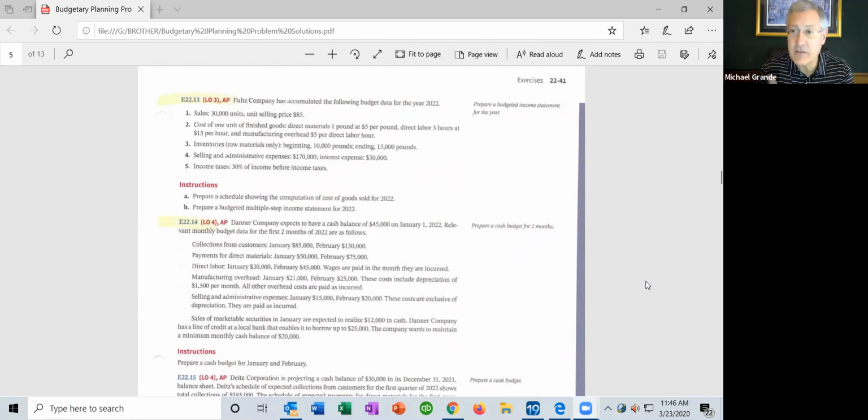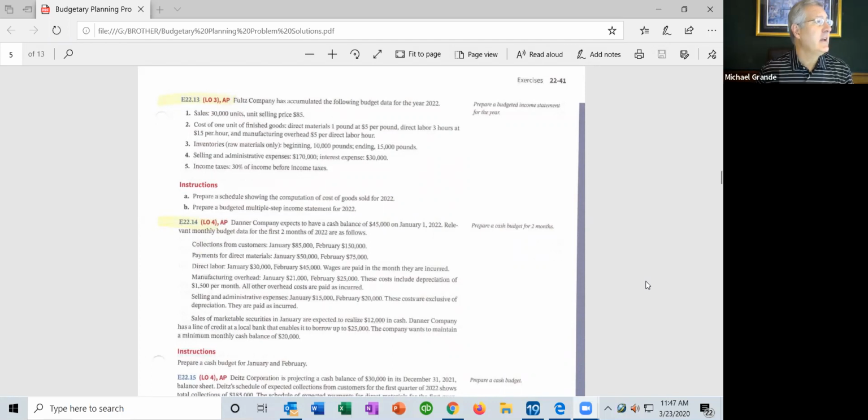Cost of 1 unit of finished goods, direct materials, 1 pound, $5 per pound. Remember, always looking for quantity and price. 1 pound of material, $5 a pound. Direct labor, 3 hours, that's the quantity. The price, $15 per hour. And manufacturing overhead is $5 per direct labor hour. Manufacturing overhead is applied on the basis of direct labor hours.